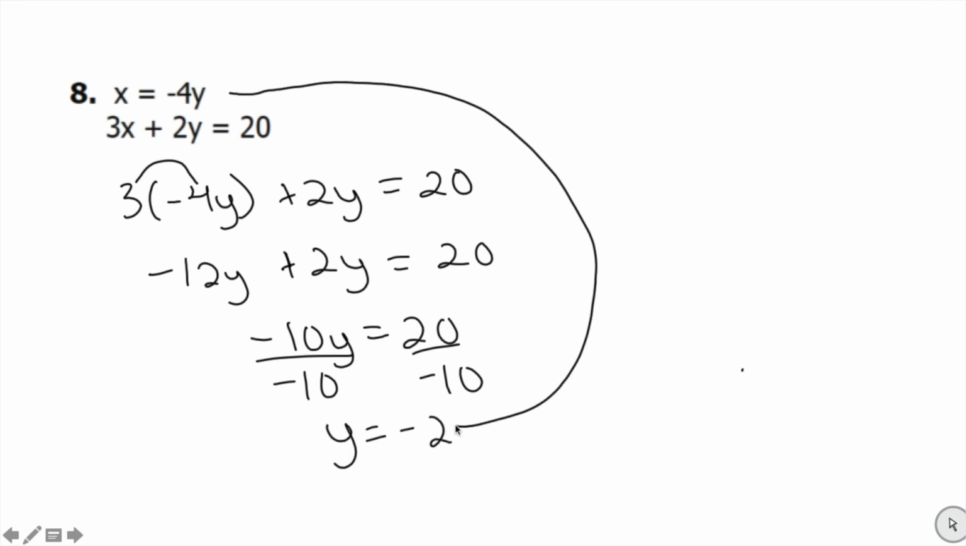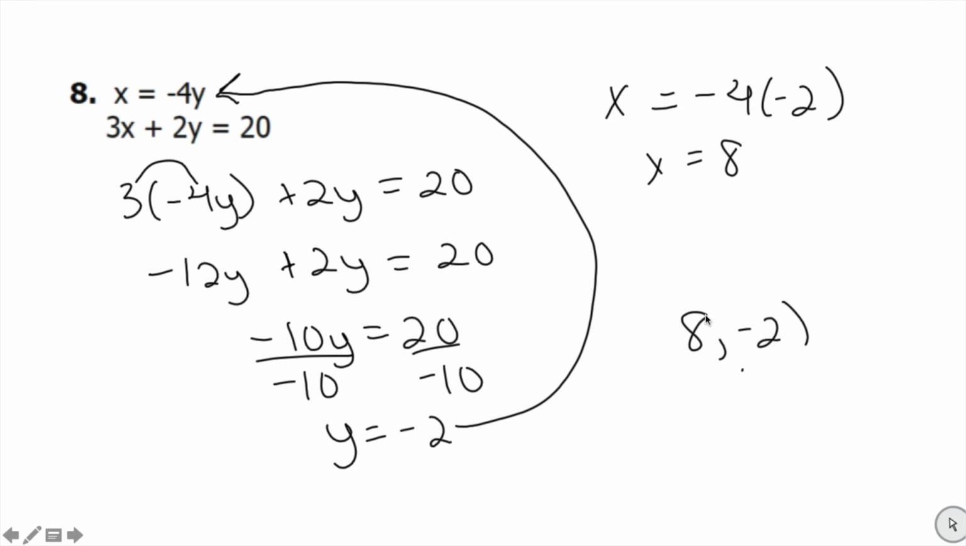Substitute this back into this one right here, and you'll get what x equals. So x equals negative 4 times negative 2, because instead of y, we're writing what y equals. Negative 4 times negative 2 is a positive 8. So 8 comma negative 2 will be our solution, because x comes first.